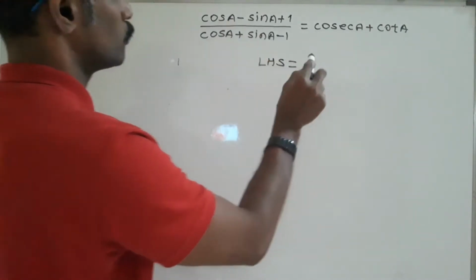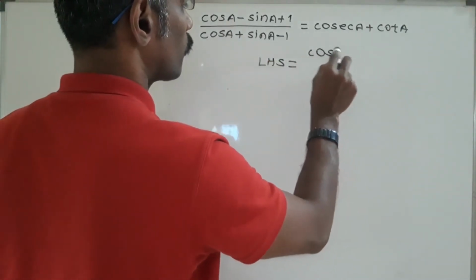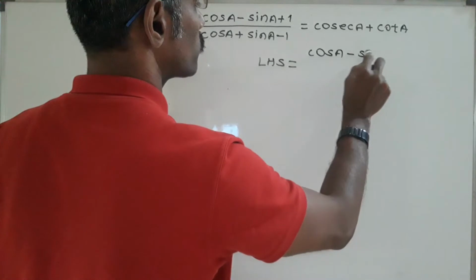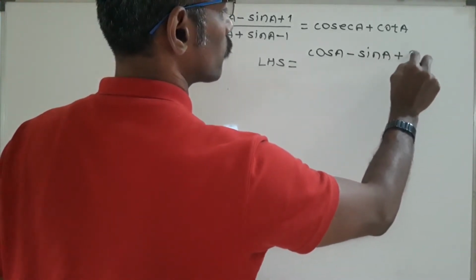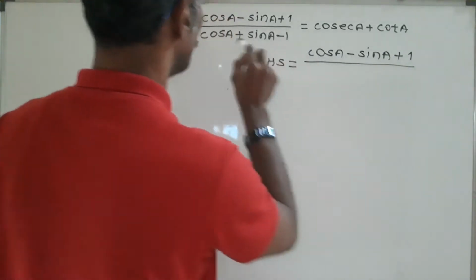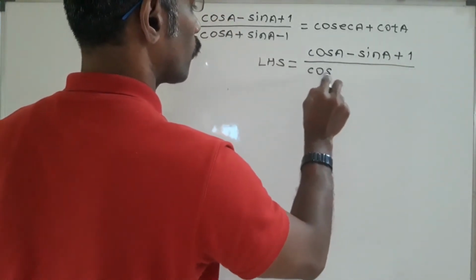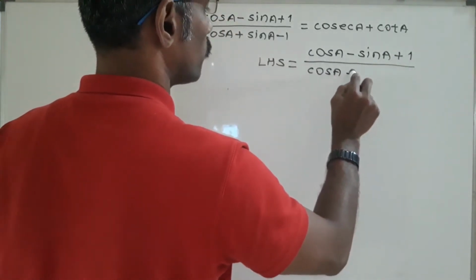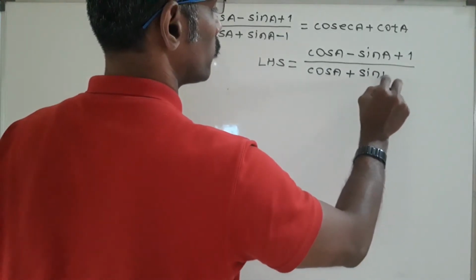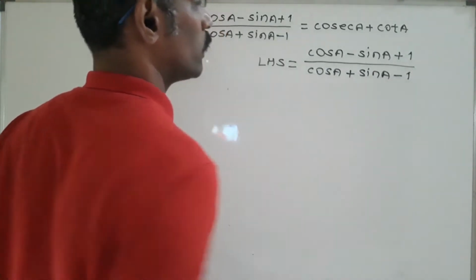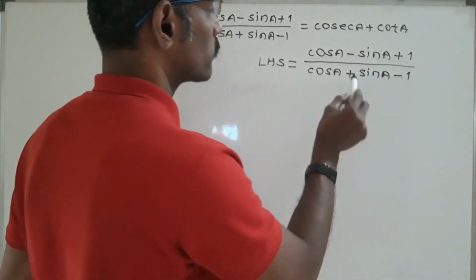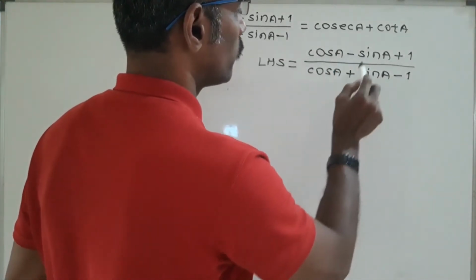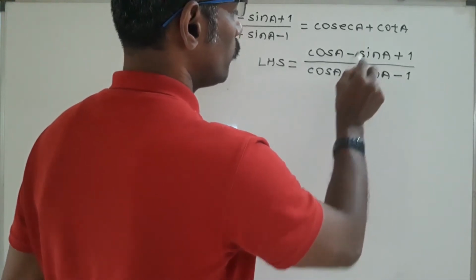First I will take the LHS. LHS is equal to (cos A − sin A + 1) / (cos A + sin A − 1). Now after writing this LHS, see here this is a minus sign, therefore we write it this way.